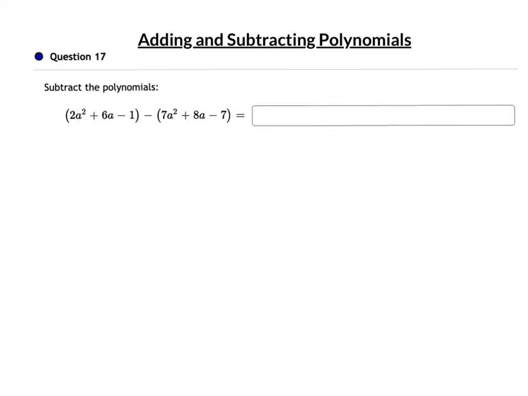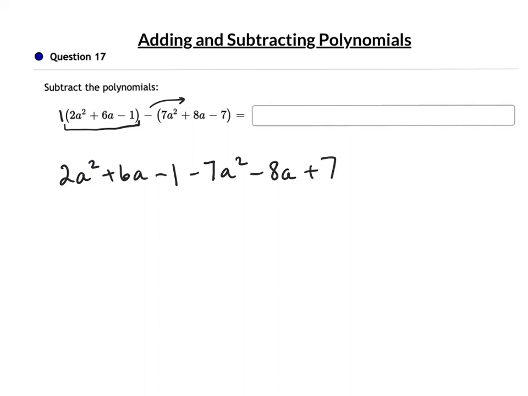This problem is, again, very much like the last one. We're subtracting. It's just that we have two trinomials here. In the first set of parentheses, they're not doing anything but grouping. You could put a positive 1 in front and distribute it, but nothing would happen. It would be 2a squared plus 6a minus 1. Distribute that minus, that'll change all the signs. Negative 7a squared, negative 8a, and positive 7.